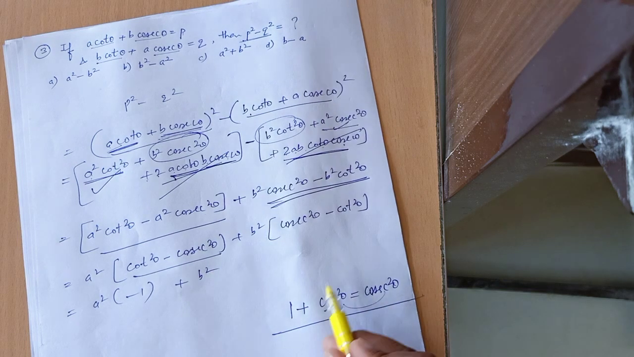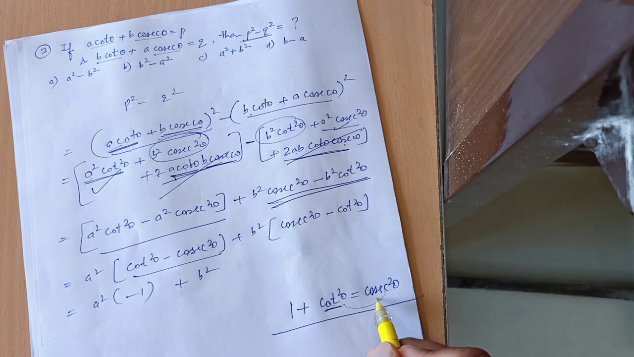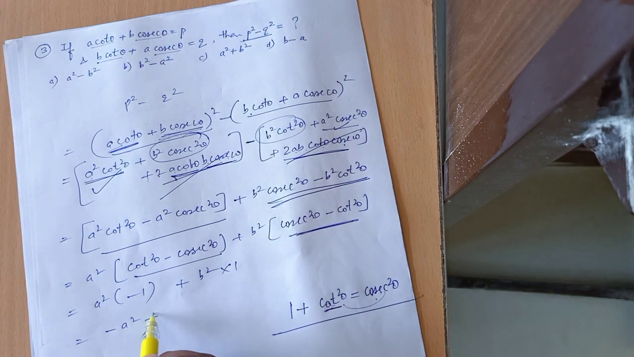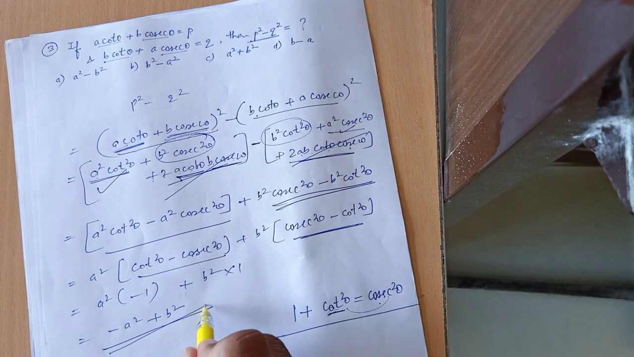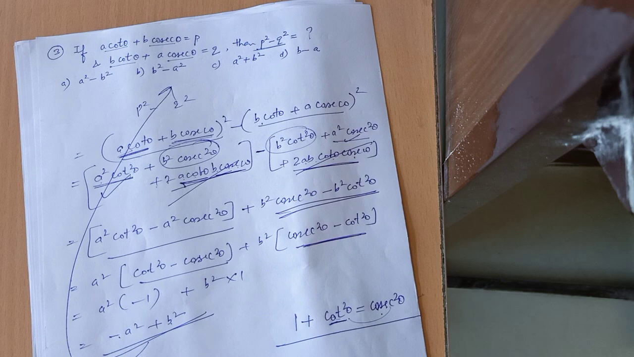And cosec minus cot, when cot goes to the other side, it will be 1. So minus a square plus b square. So the option will be b square minus a square. So this second option is the correct one. Right?